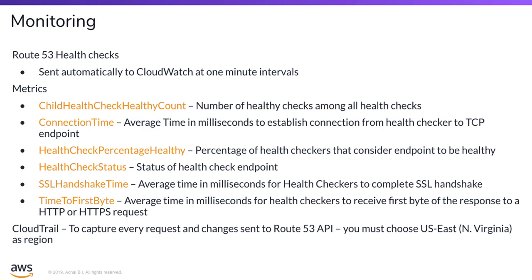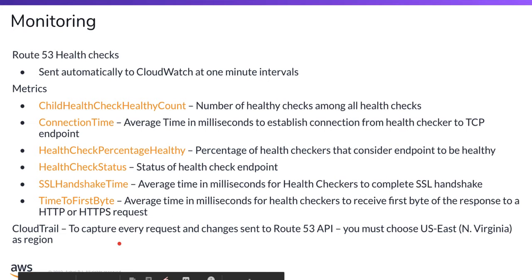When it comes to monitoring, Route 53 has health checks. We already spoke about Route 53 health checks. It sends metrics to CloudWatch at a 1 minute interval, and you could take the necessary steps to handle unhealthy instances and bring up new instances in place of them. There are a lot of metrics captured. I'm not going to go through all of them, but the most important is health check status, which checks the status of your endpoint.